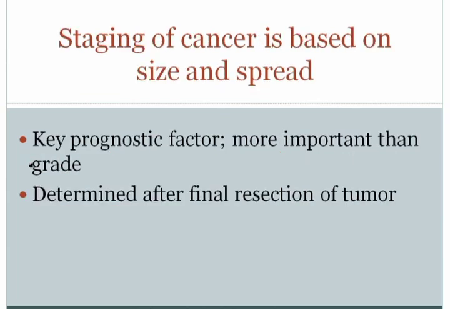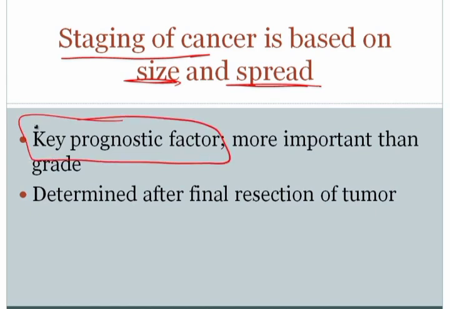Another important feature of cancer that we need to be familiar with on a clinical level is staging. And staging basically asks the question, how far has the cancer grown? So what's its size or depth of invasion? And how far has the cancer spread? So it's based on two things, size and spread of the cancer. Now, this is the key prognostic factor. It is the number one prognostic factor. It is more important than grade.